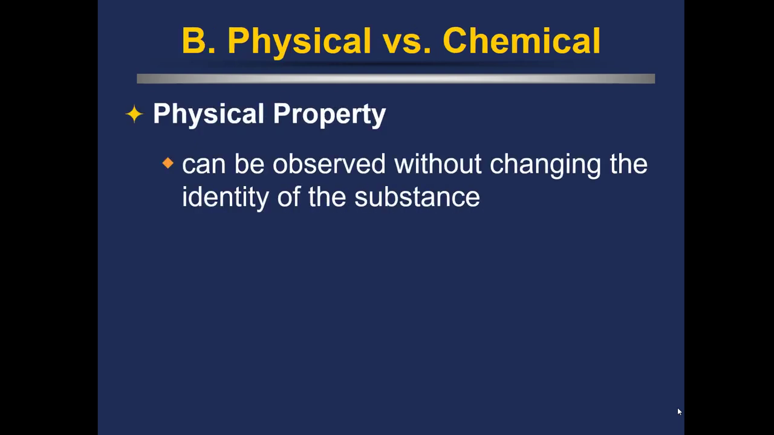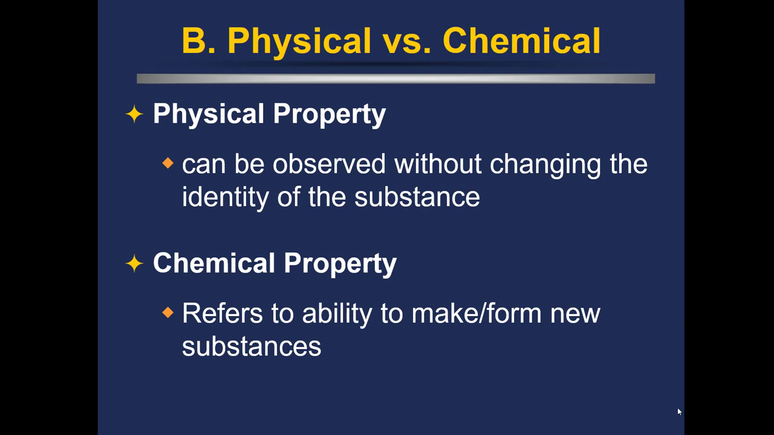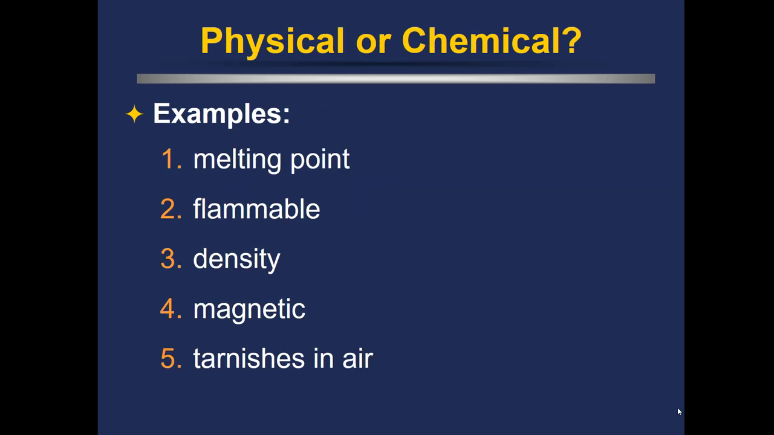All right, let's look at what chemical properties are. And so let's compare them to physical. So physical properties can be observed without changing the identity of the substance. And chemical properties, it refers to the ability to make or form new substances. So as soon as you have shown or demonstrated the chemical property, you have changed it into something else. So let's look at each of these examples, figure out if they are physical or chemical properties, and go ahead and stop the video and then we'll come back.